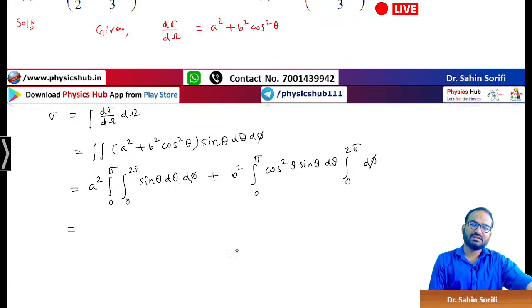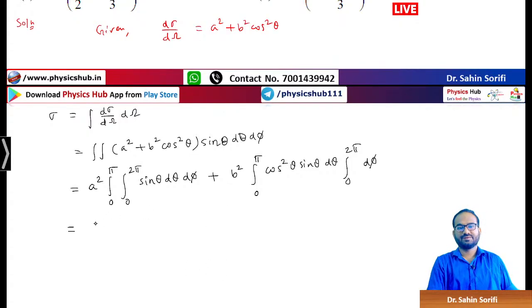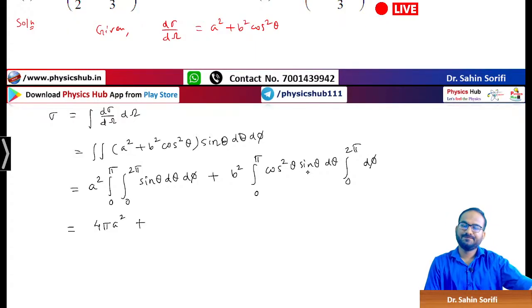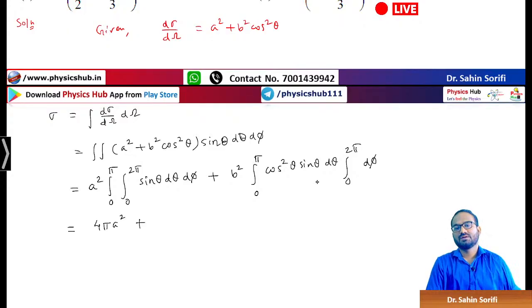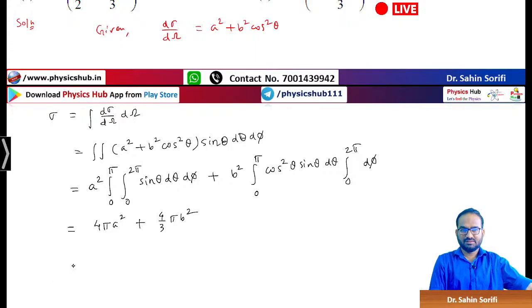The integral of sinθ dθ is minus cosθ from 0 to π, so minus minus plus 2, and with 2π, so 4π a². Plus cos²θ sinθ dθ dφ. Cos²θ sinθ, you can write as d of cosθ with a minus sign, so this will be cos³θ by 3, so minus 2/3, and here 2π. So minus 4/3, and minus minus plus, so 4/3 π b². I think this is very straightforward to understand. If I take 4π common, you are left with a² + b²/3.